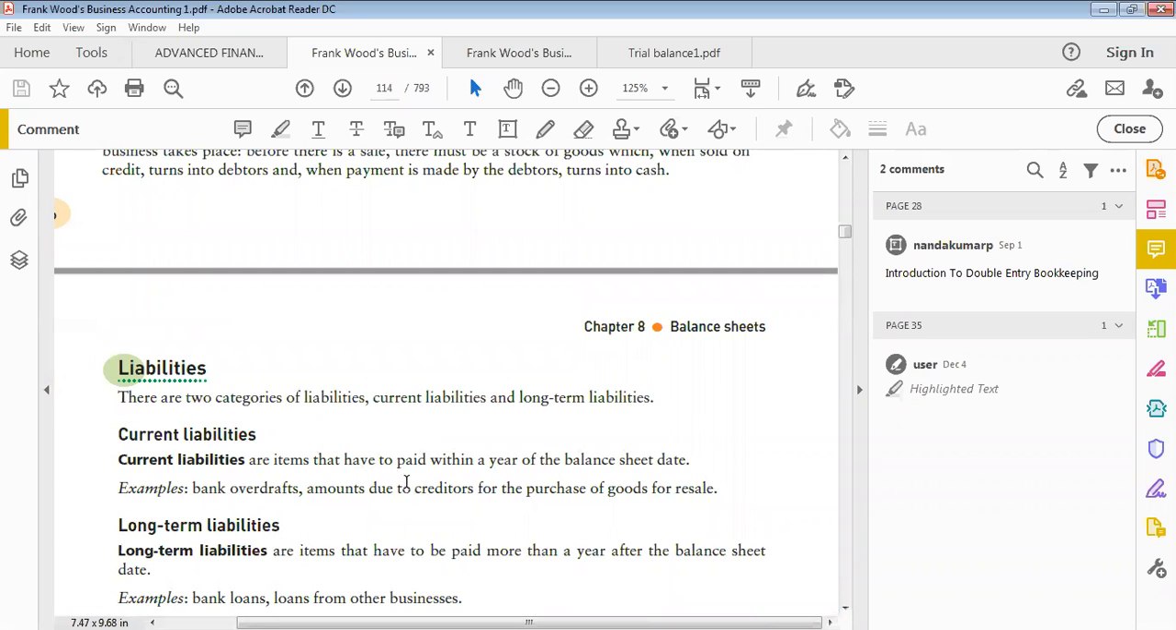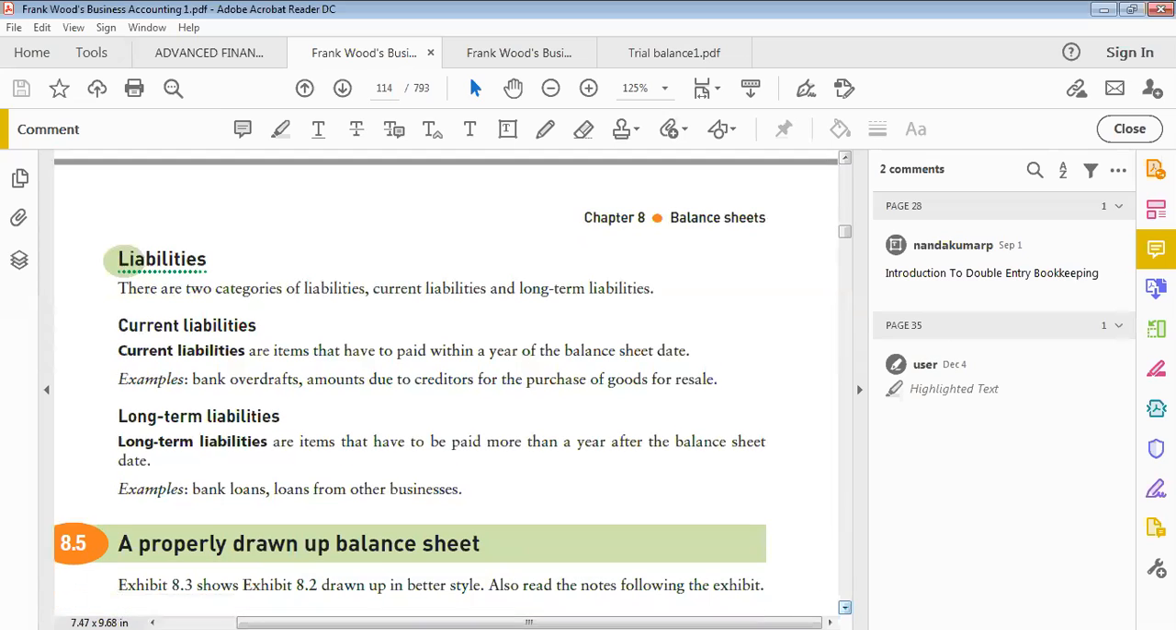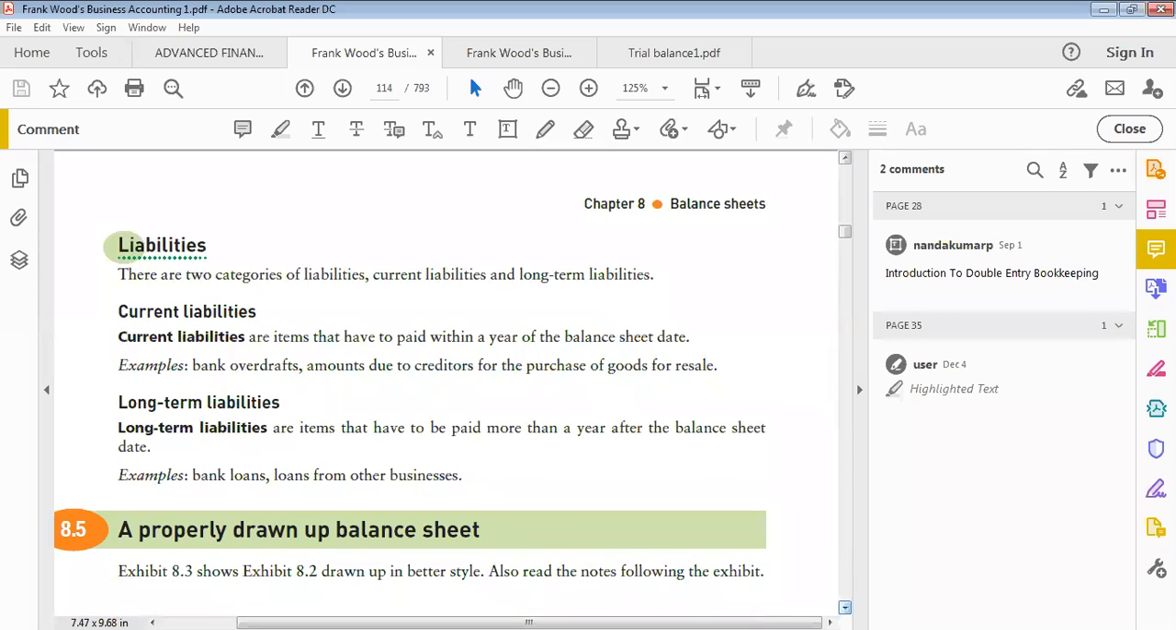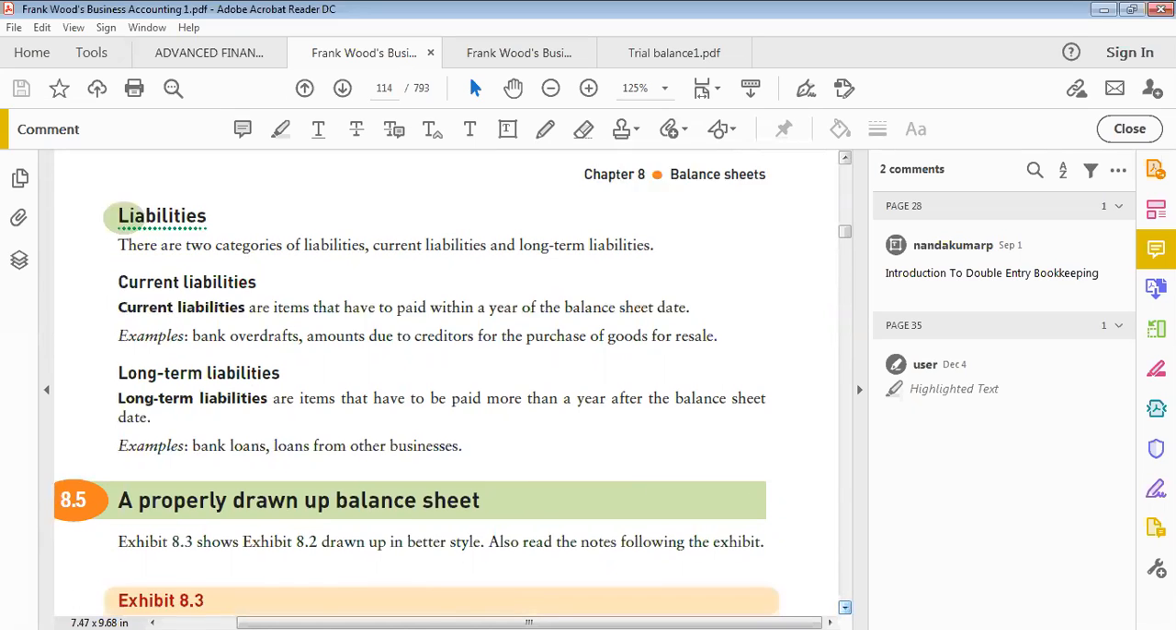Current liabilities are items that have to be paid within a year of the balance sheet date. Examples are bank overdrafts and amounts due to creditors for the purchase of goods for sale. A bank overdraft is where you basically owe the bank money because you have probably borrowed money from them on your account. Long-term liabilities are items that have to be paid more than a year after the balance sheet date. Examples include bank loans and loans from other businesses.